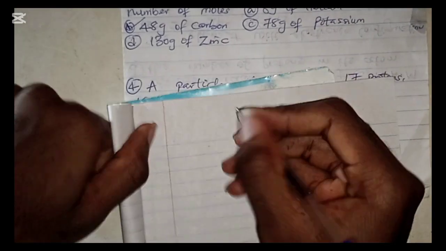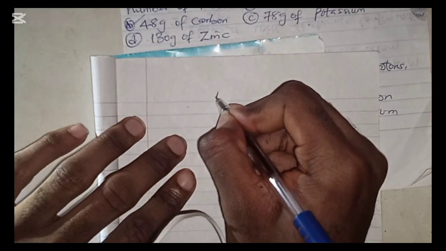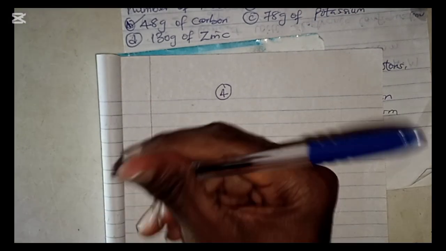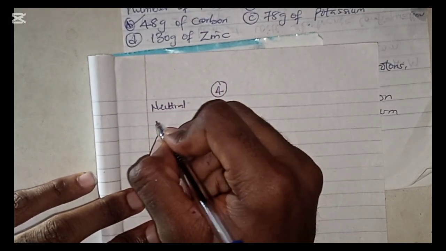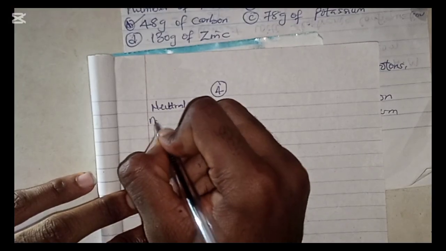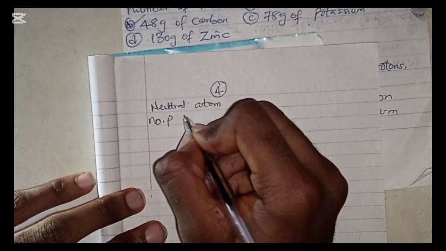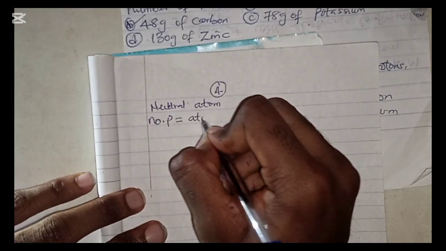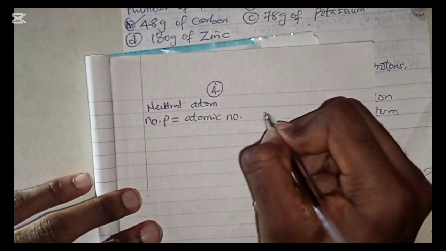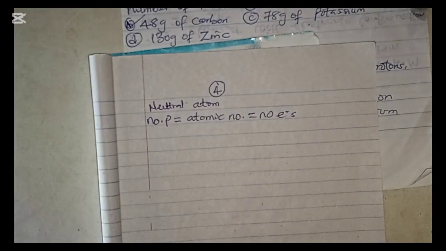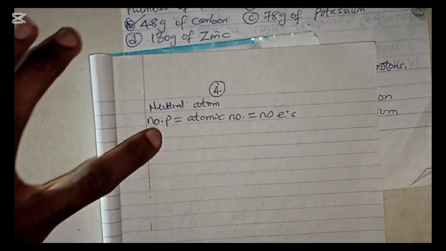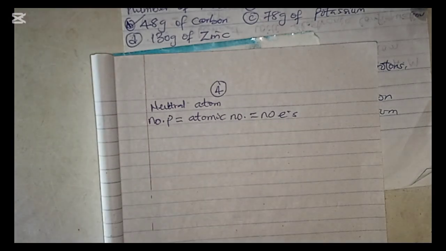Question number 4 is trying to test your knowledge on what I first discussed, which was for a neutral atom. Don't forget, for a neutral atom, the number of protons is equal to the atomic number, which is equal to the number of electrons. Yes, always keep this in mind for a neutral atom. That means the number of protons should be equal to the number of electrons.